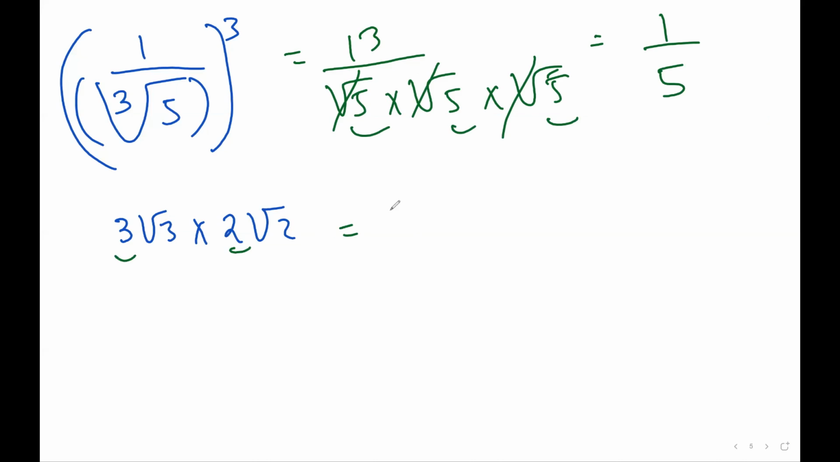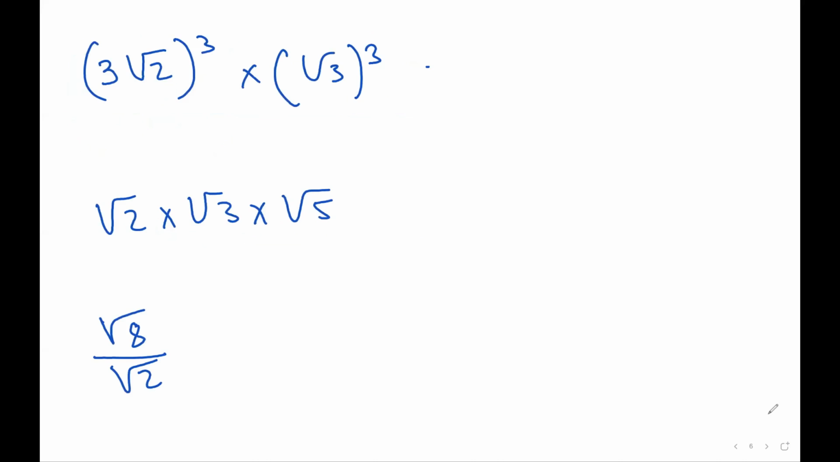3 2s are 6, and root 3 multiplied by root 2 is root 6. So this will be the answer for this sum. Here 3 cube is what? It is 27. 3 3s are 9, 3 9s are 27. Root 2 into root 2 into root 2 is root 8. Cube root of 8 is 2.